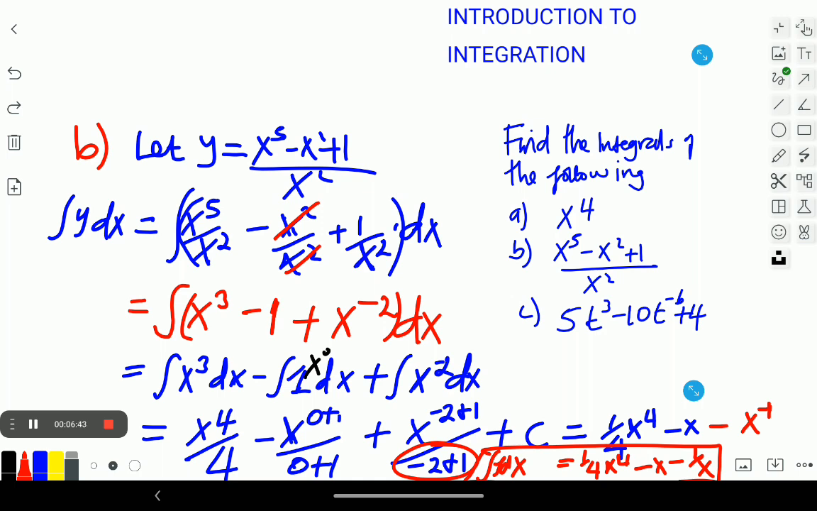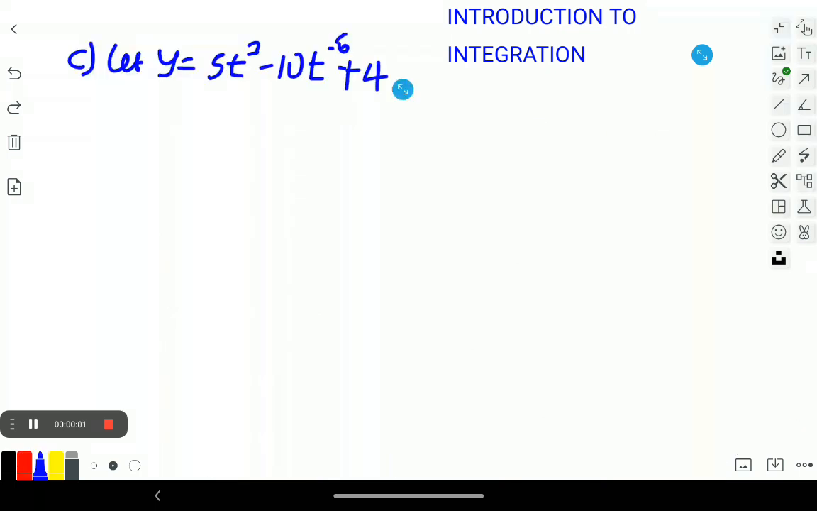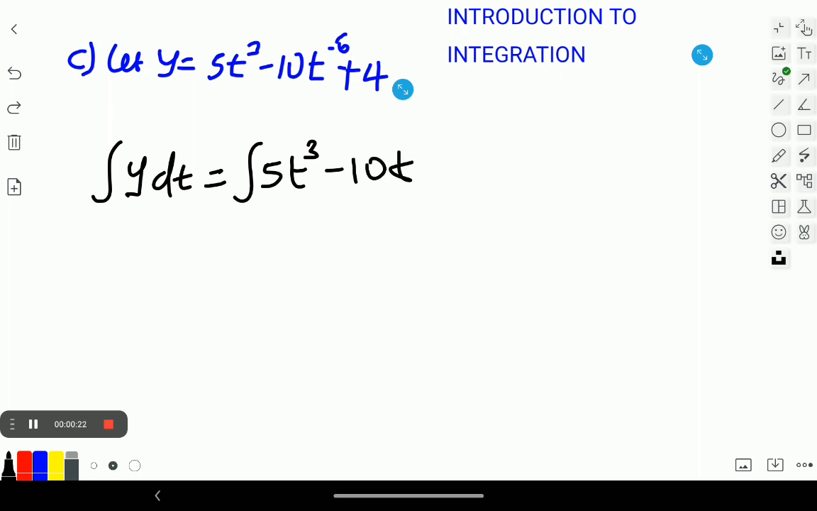Let us go to part C. For part C, it is a function of t. So at this point we are going to have the integral of y with respect to t, which, if you integrate the right hand side, is 5t power 3 minus 10t power minus 6, then plus 4, and then we put dt.